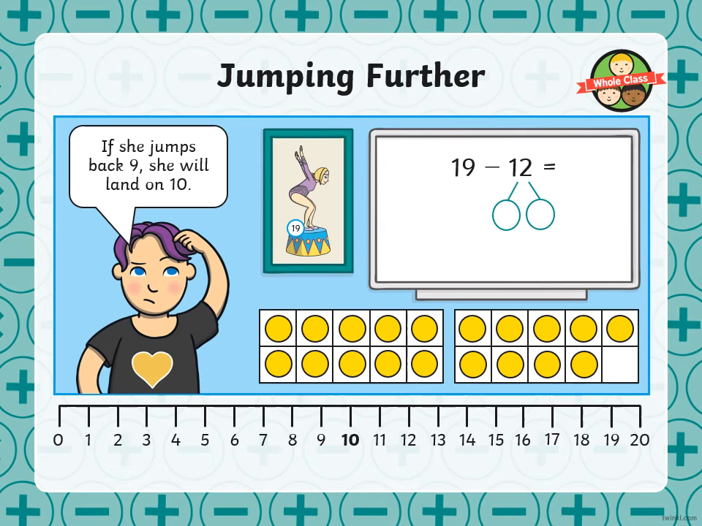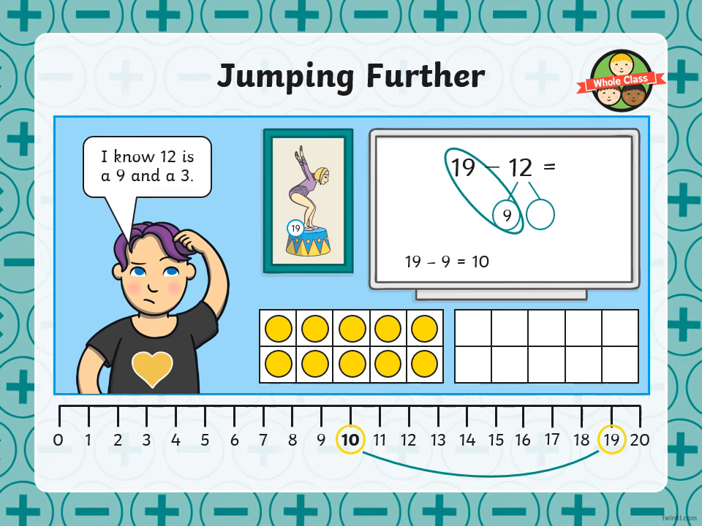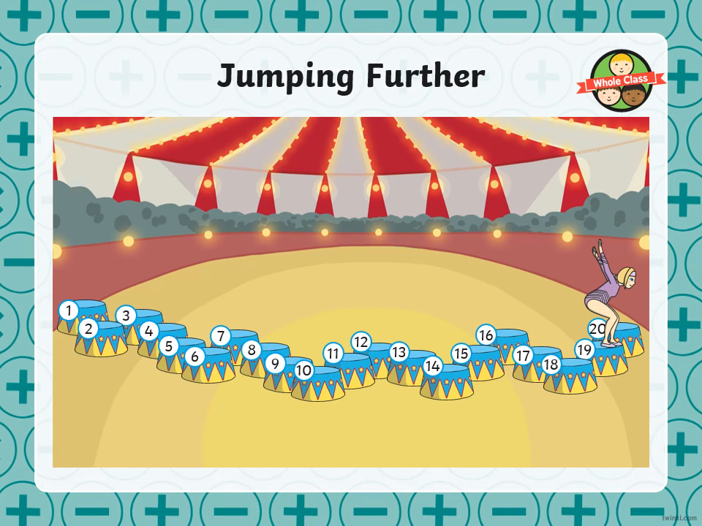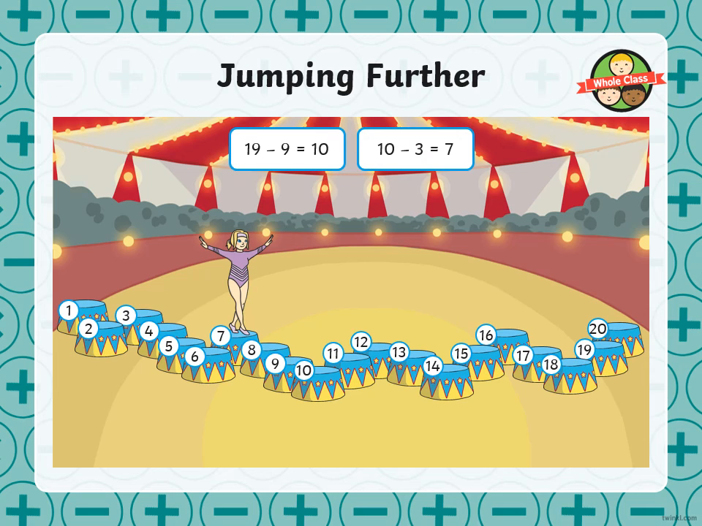So if she jumps back 9, she will land on 10. Nineteen minus 9 equals 10. So 12 is a 9 and a 3. She now needs to jump back 3 more. So 10 minus 3 equals 7. She will land on 7. Let's take a look. Nineteen minus 9 equals 10. 10 minus 3 equals 7. 19 minus 12 equals 7.